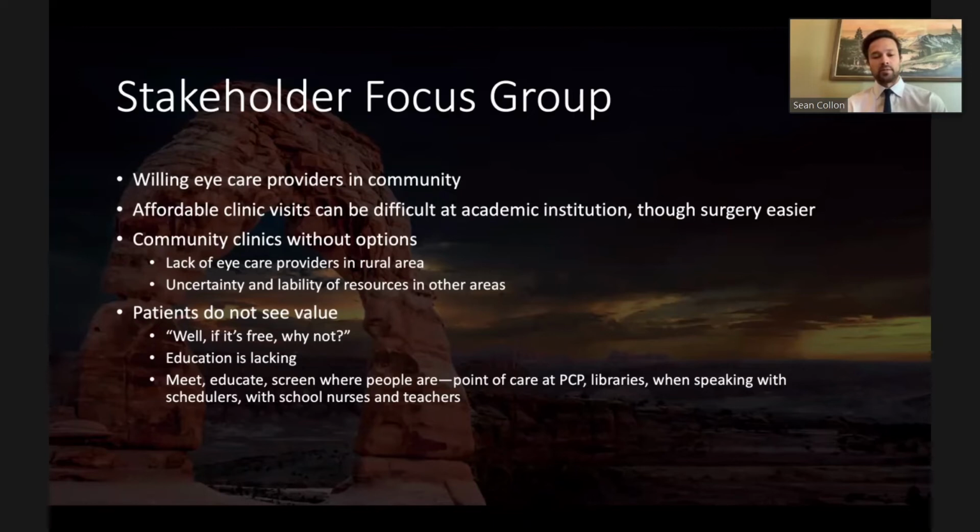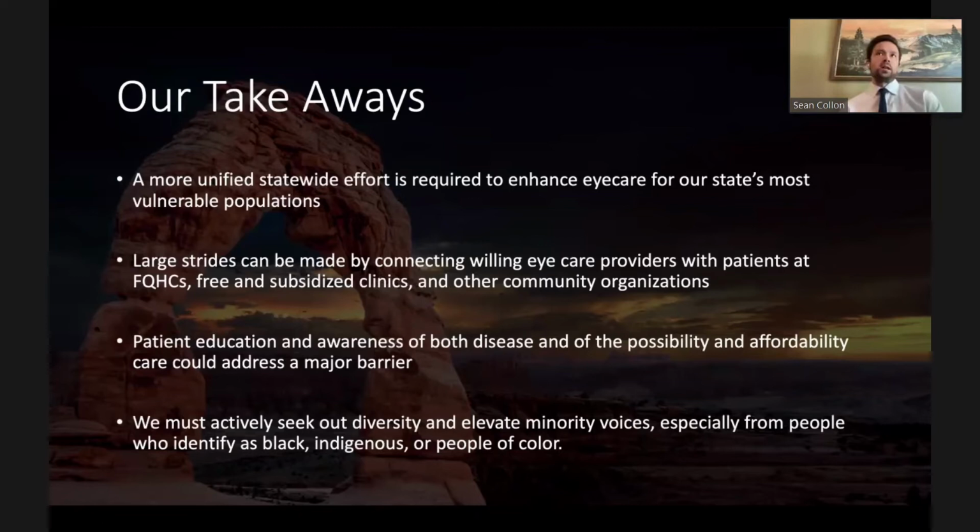Our takeaways: we had a lot of people calling for better collaboration, and this seems obvious, but even more so after the responses, recognizing that we have willing providers, we have patients who need providers, and so large strides can probably be made just by connecting those patients with the willing providers. Patient education is something that kept coming up, and another place where relatively low cost interventions could have significant returns.